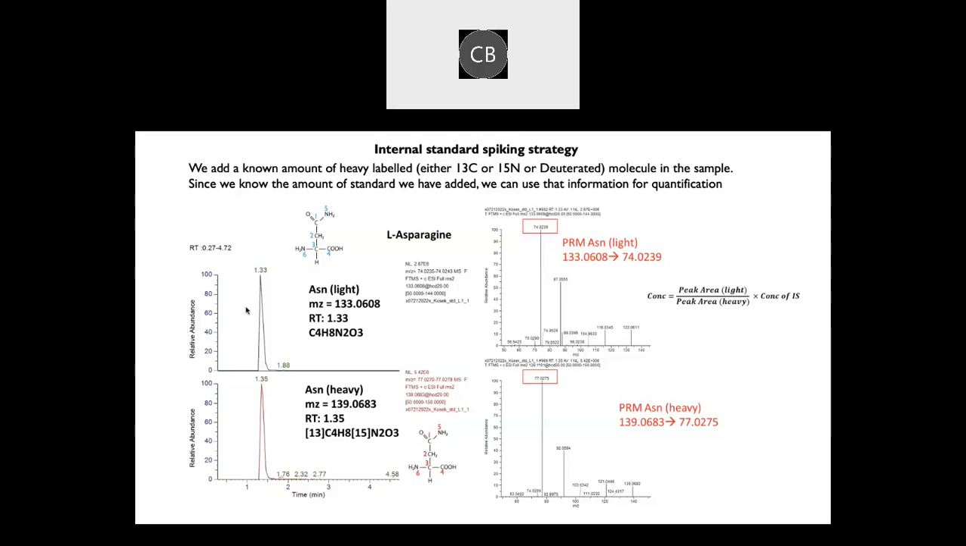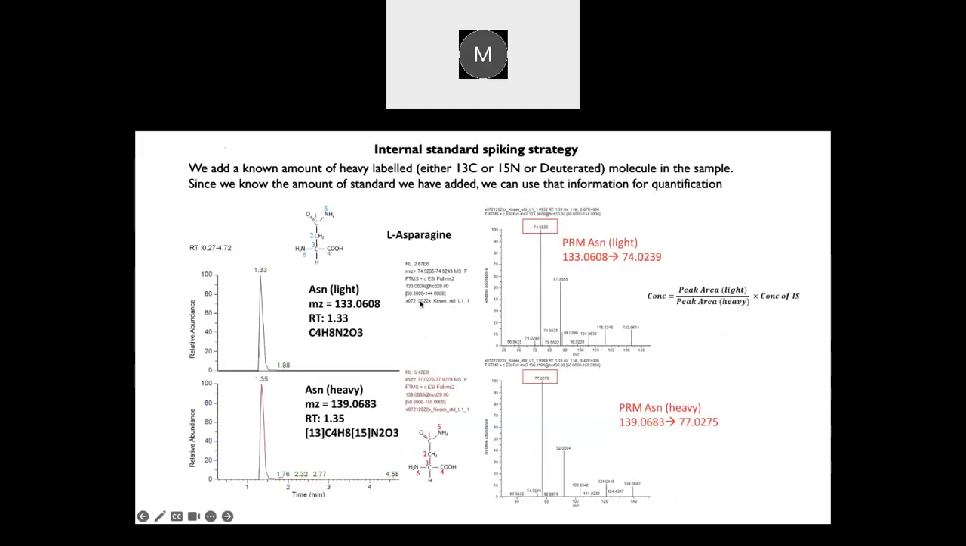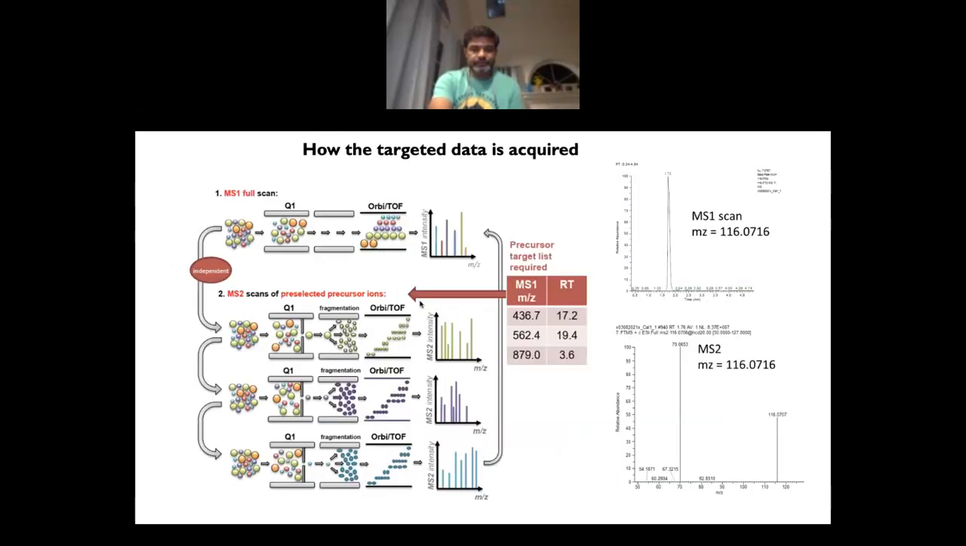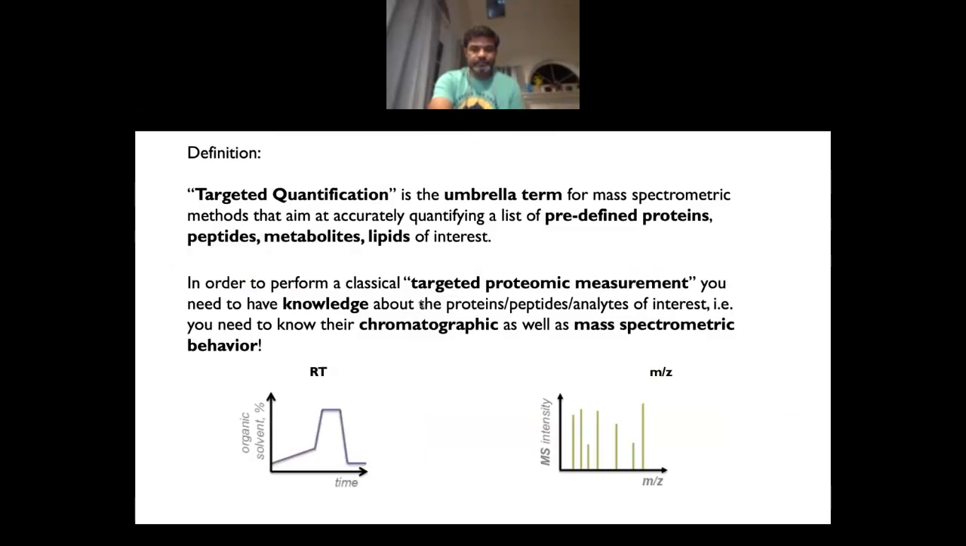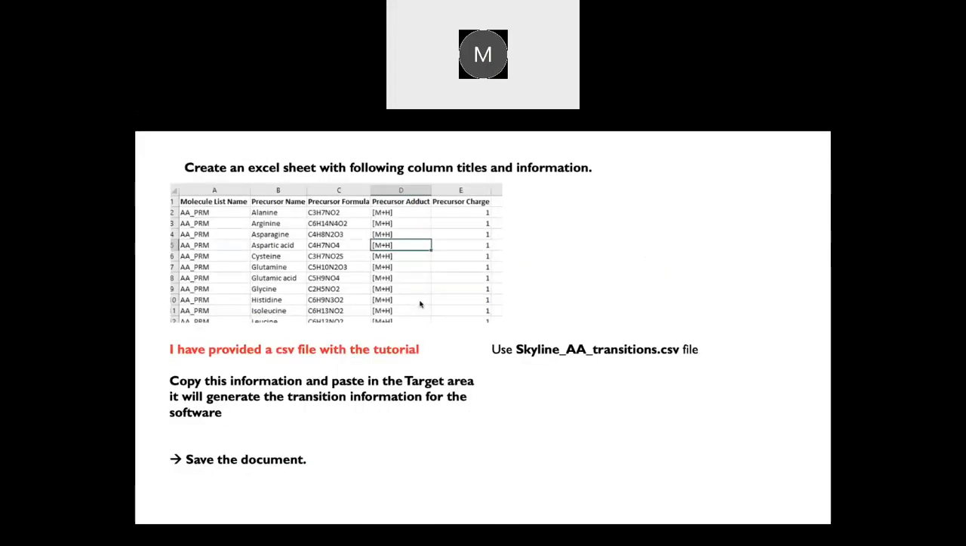Hello, sir. I have a query. After doing the transition setting, the next step is to create an Excel sheet. But in today's case, you don't have to create an Excel sheet. I have already provided one. But suppose I'm performing that experiment, I have to prepare that Excel sheet manually. Yes, you have to prepare the Excel sheet manually.